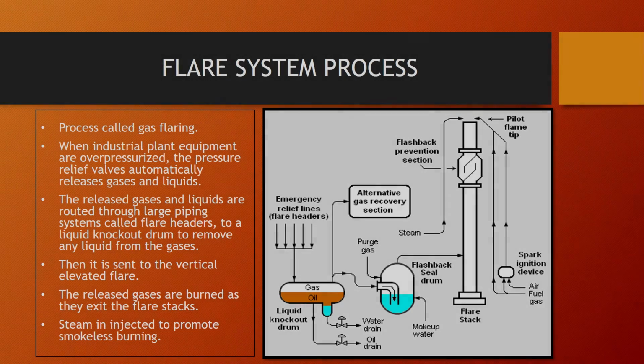For the process, this process is called gas flaring. When industrial plant equipment is overpressurized, the pressure relief valves automatically release gas and liquids. The released gas and liquids are routed through large piping systems called flare headers to a liquid knockout drum to remove any liquid from the gases.